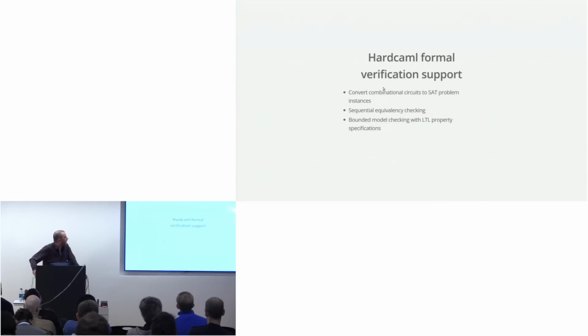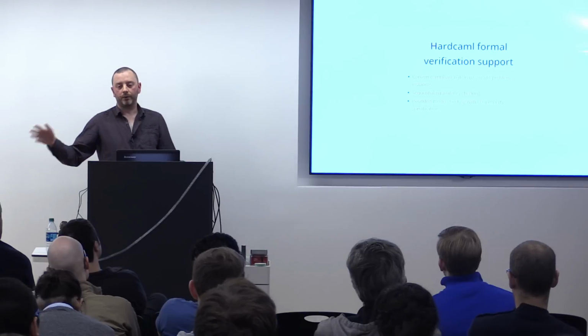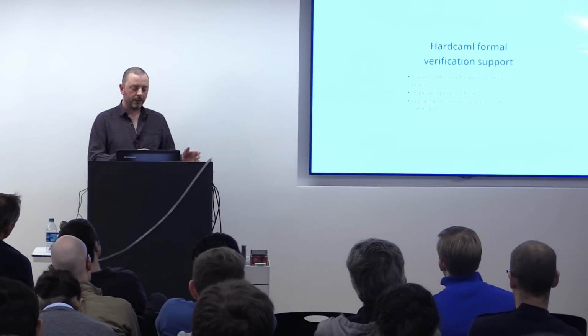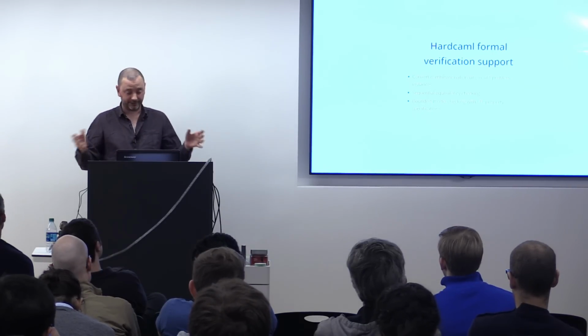So in HardCaml, we've got reasonable verification support now. We can convert any combinational circuit with a 1-bit output, so a property over a combinational circuit, into a SAT problem. We've got a little framework for sequential equivalence checking. The way we used that is we were porting some Verilog to HardCaml. And so I had this HardCaml design, and I was like, how do I show it's still the same?